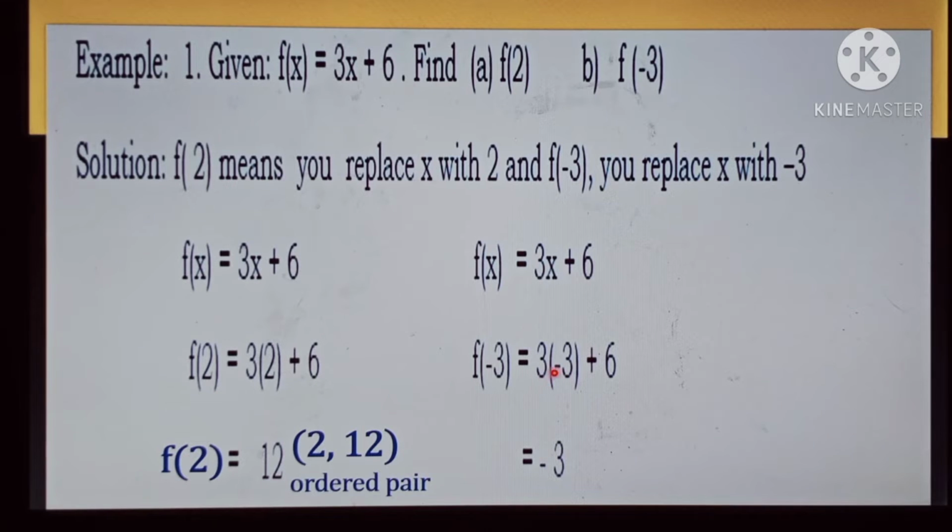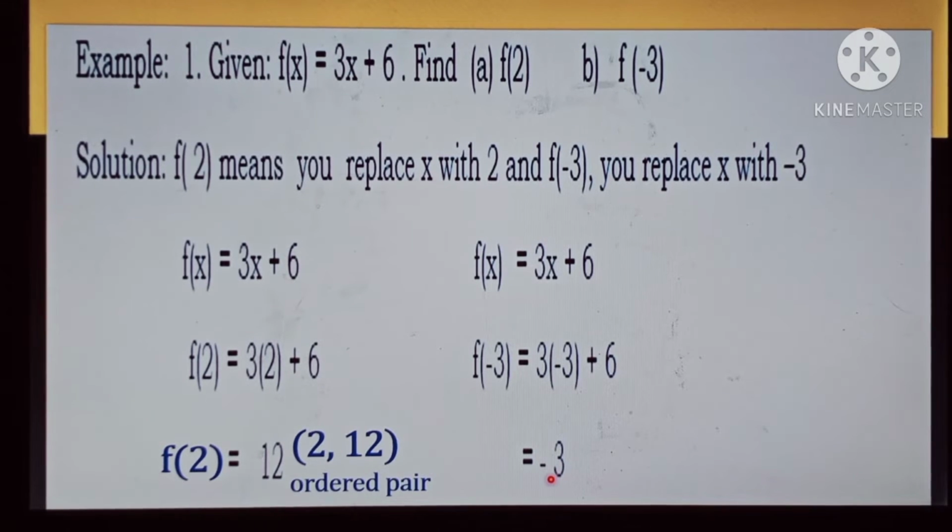So, that will become 3 times negative 3 plus 6. So, what is 3 times negative 3? That is negative 9. And negative 9 plus 6, you don't literally add it because they have different signs. So, ima-minus yun automatic. No? So, magiging 9 minus 6 ay 3.